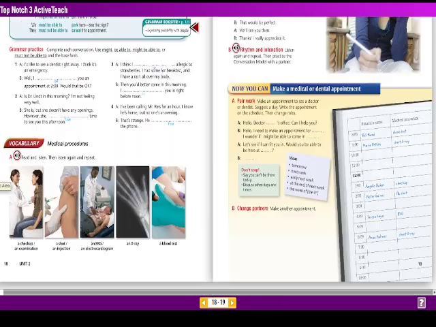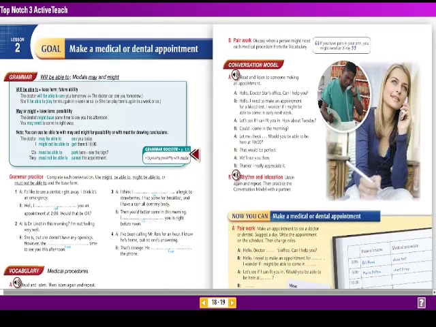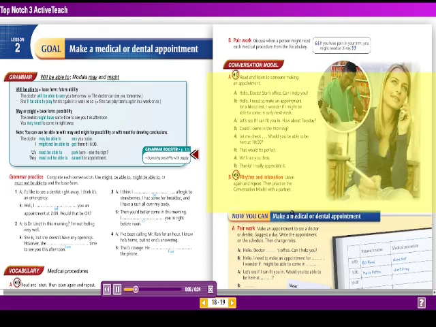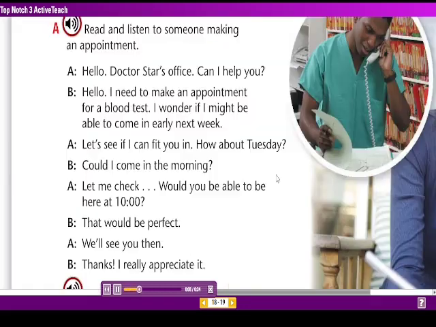So, now that we know all these procedures, let's listen to a conversation between a receptionist and a person trying to make an appointment for the doctor. Page 19. Conversation model. Exercise A. Read and listen to someone making an appointment.